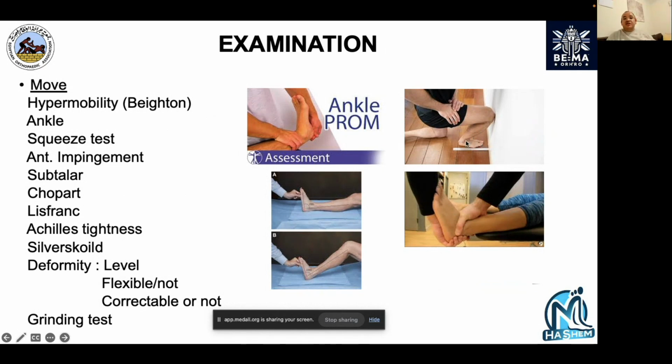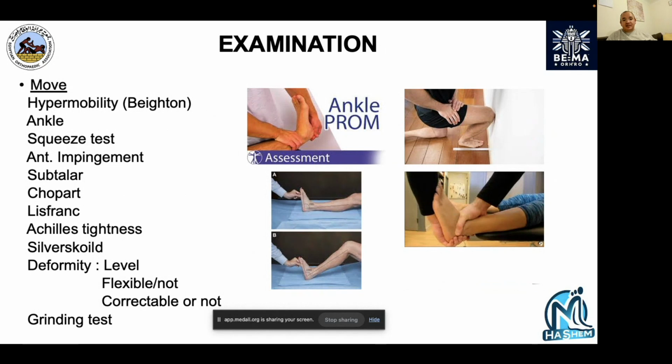And this gives you, if the patient is in pain in this position, it means there is some tibiotalar impingement anteriorly. Then you ask the patient to move the subtalar, and to move the subtalar, he has to move the foot in and out to do a pronation, supination, not inversion, eversion. But ask the patient to move up and down, this is the ankle. Ask the patient to move in and out, this is the subtalar.